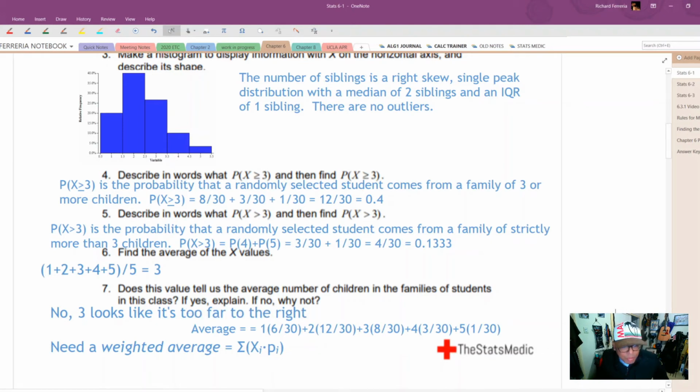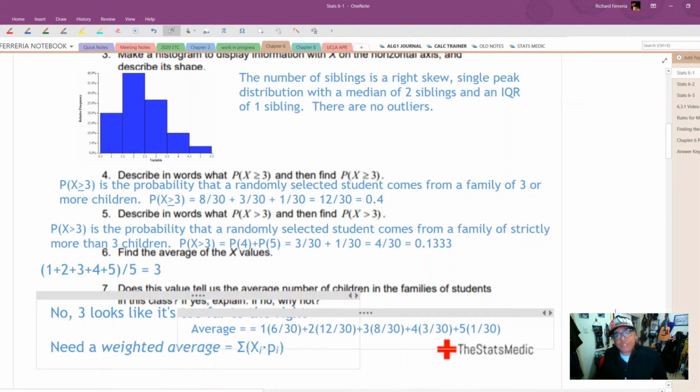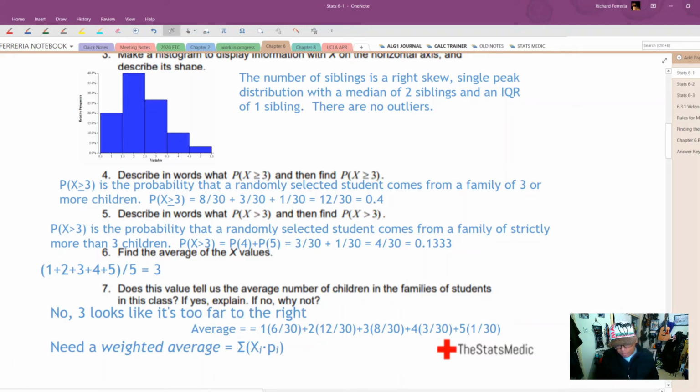So we can see the average is going to be 1 multiplied by 6 out of 30, plus 2 multiplied by 12 out of 30, plus 3 multiplied by its probability, which was 8 out of 30, 4 multiplied by the probability of a 4, which is 3 out of 30, plus 5 multiplied by the probability of a 5, which is 1 out of 30. That's equal to 2.367, which, as predicted, is a bit to the left of 3.